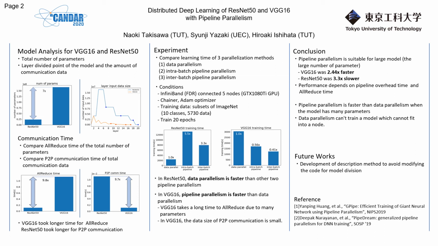In this research, we compared pipeline parallelism and data parallelism using VGG16 and ResNet50. We experimented with models which can be executed on a single node to compare with data parallelism. For VGG16, having more parameters, the pipeline parallelism was 2.45 times faster than the data parallelism. For ResNet50, having fewer parameters, the data parallelism was 3.3 times faster than the pipeline parallelism.